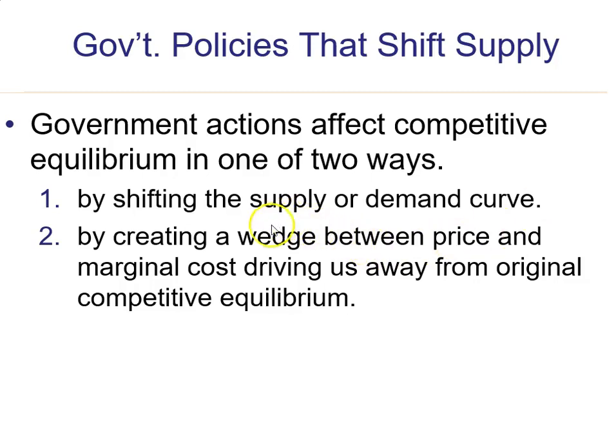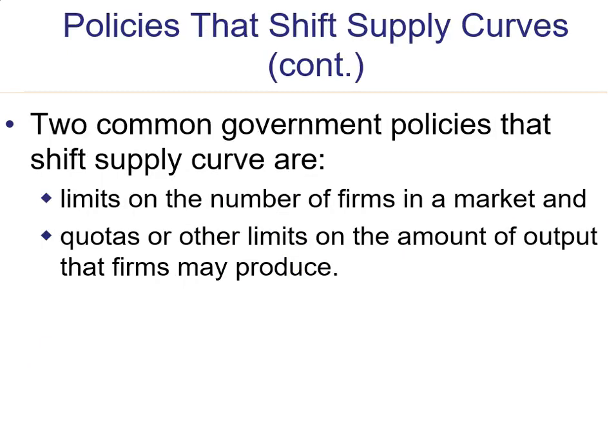So the wedge we have in mind is a tax wedge. This video will focus on the first of these two scenarios where the government shifts supply curves. And there are two different ways the government can shift a supply curve. First, it could put a limit on the number of firms in the market, or second, it could impose a quota or a limit on how much output each firm can produce.